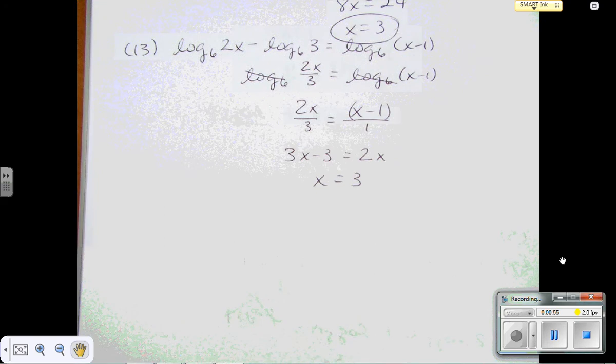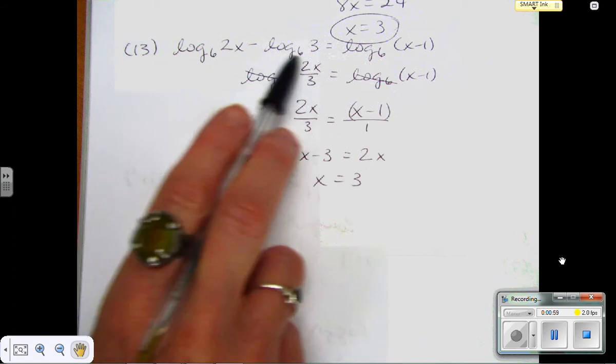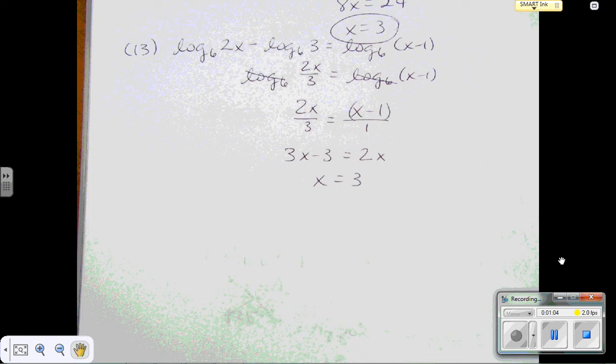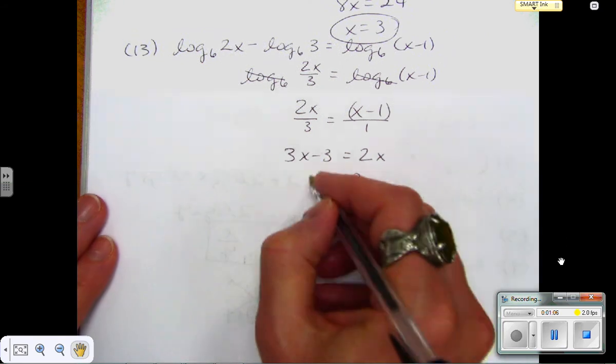Okay, so you should be getting x equals 3, and then you want to check and make sure that it's going to work for each logarithm. And it will. So this is going to be a good answer.